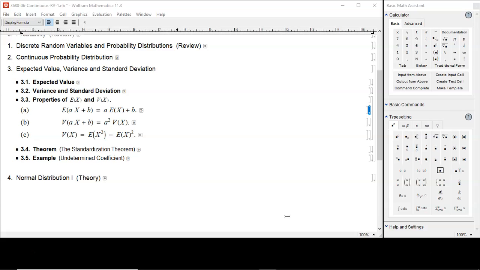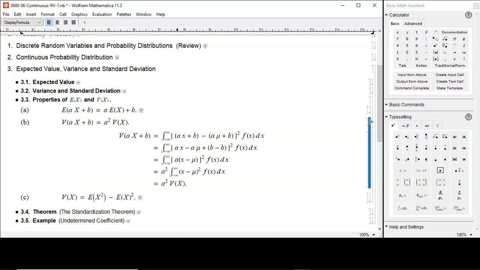Let's go to the next problem here. The property of variance. Same result as before, and the proof is similar, and as a matter of fact, compared with the discrete case, it's actually easier because students are more familiar with integrals.